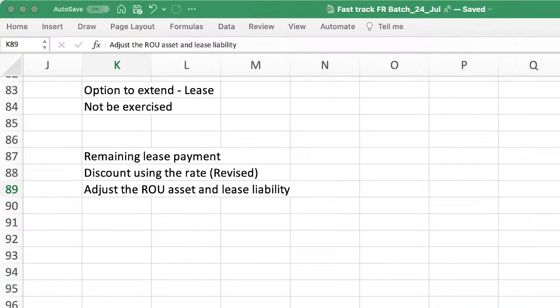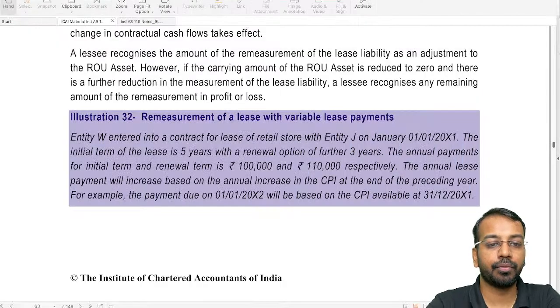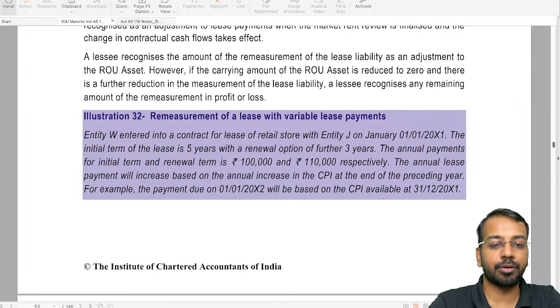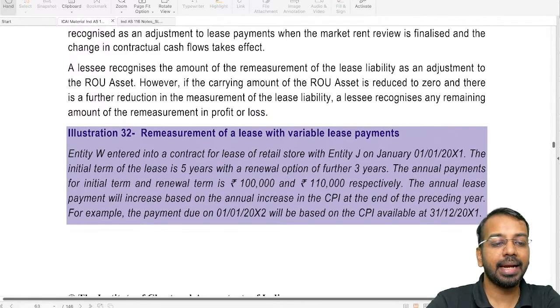So now we'll take this particular question, which is quite comprehensive, and we'll understand how it is done. Remeasurement of a lease, and also there is a variable payment. So both of these things are there. Entity W, or first let me complete this also.